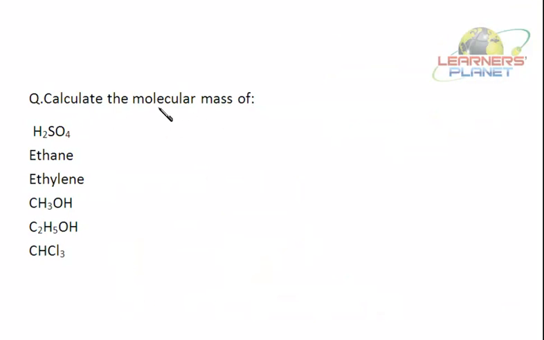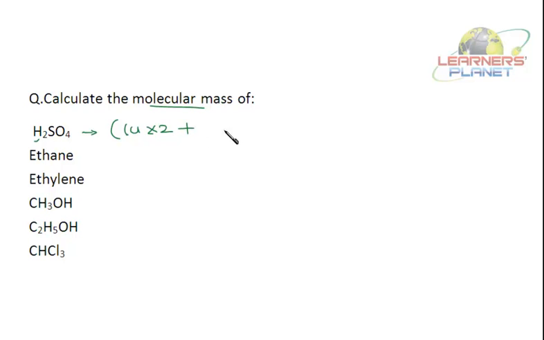It is calculate the molecular mass of H2SO4. How do you calculate the molecular mass? Just sum up the atomic masses of the elements present in the molecule, right? And the atomic mass of each element is multiplied with the number of it present in the molecule. Say hydrogen has the atomic mass 1 unit. How many atoms of hydrogen are there? 2. So it should be multiplied by 2.